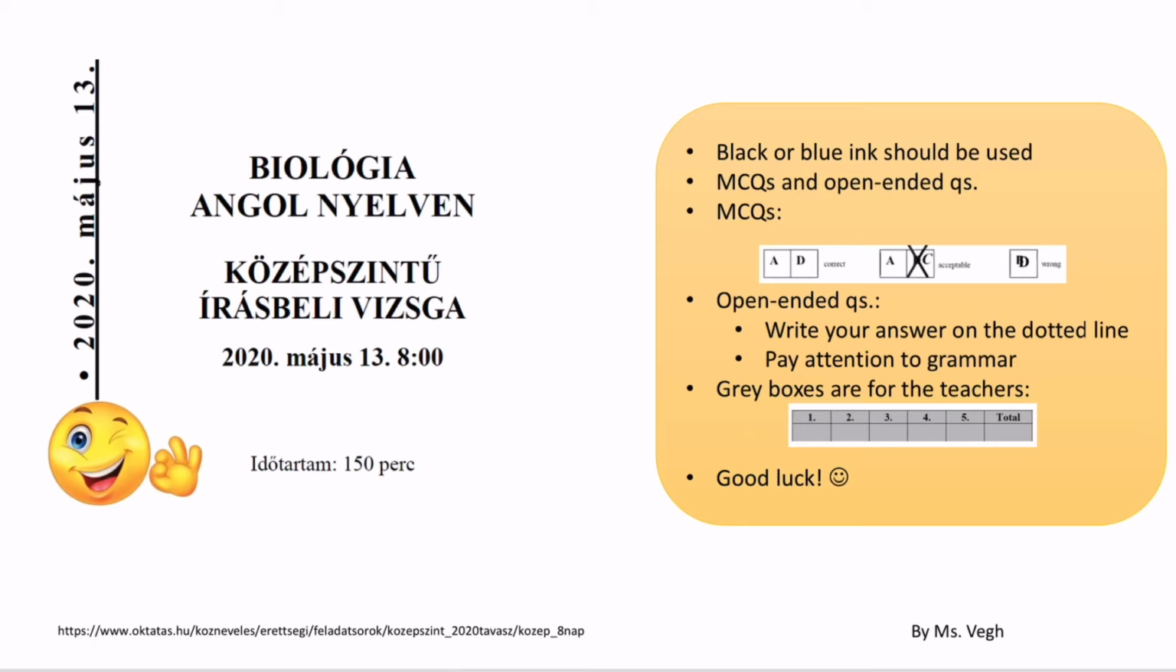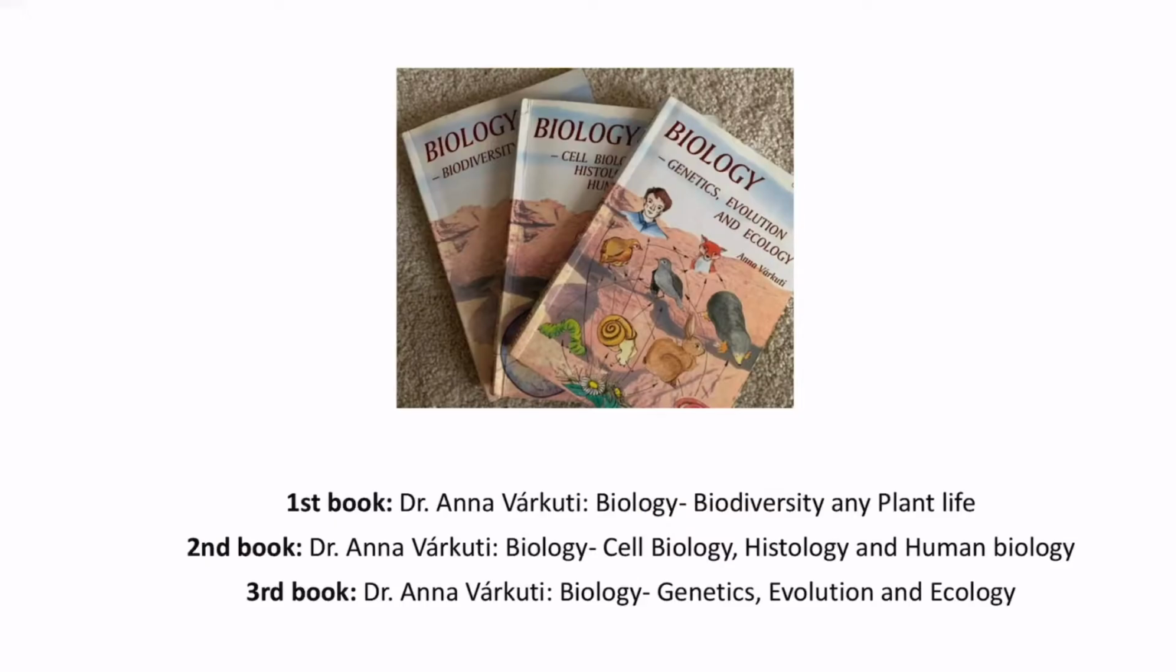Final Exam paper. On the right side of the screen you can see instructions that will be given to you on the first page of your exam worksheet before you actually start to do the exercises. In the presentation I indicated with abbreviations where the actual materials can be found in the textbooks that are connected to specific exercises. So the first book is referring to biodiversity and plant life, the second book is the cell biology, histology and human biology, and the third book refers to genetics, evolution and ecology.